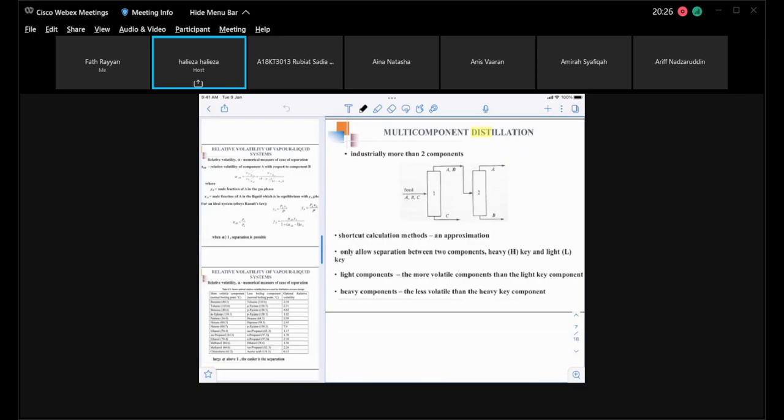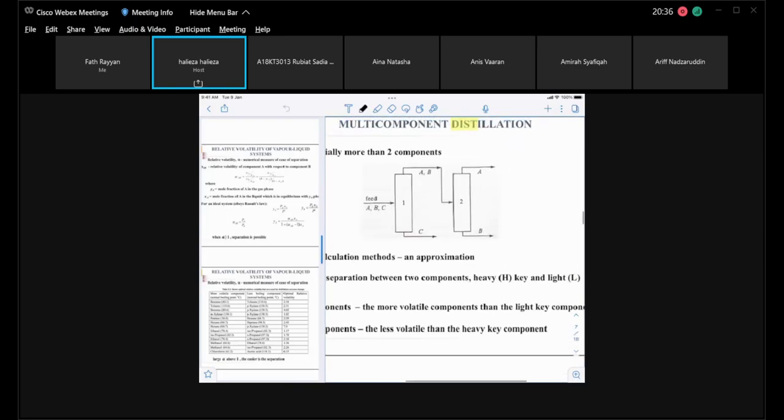When we mention multi-component distillation, that means it has more than two components in it. For example, if you look at the figure over here, I have component A, B, C. A, B, and C, that's three components. So when you have three components, you will need two distillation columns. The calculation is like this: the number is n minus 1, where n is the number of components. So if you have three components, that means 3 minus 1, then you need two distillation columns to separate the mixture.